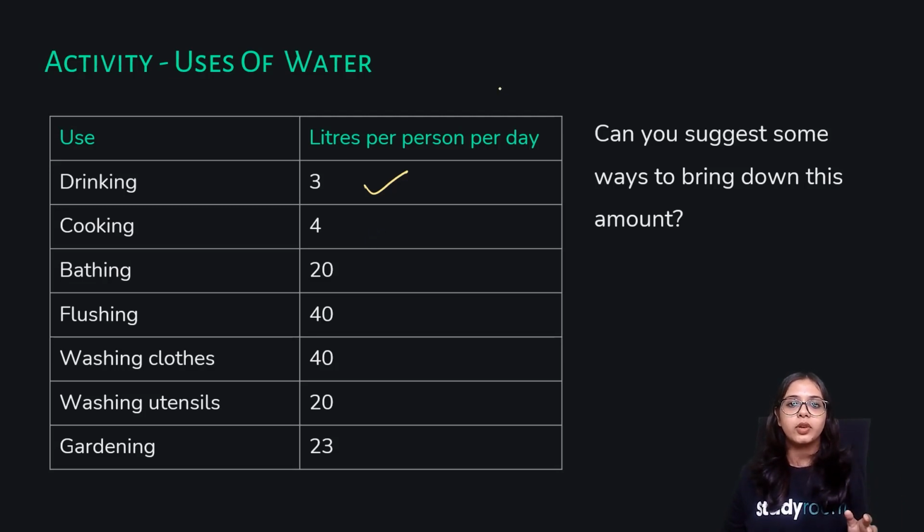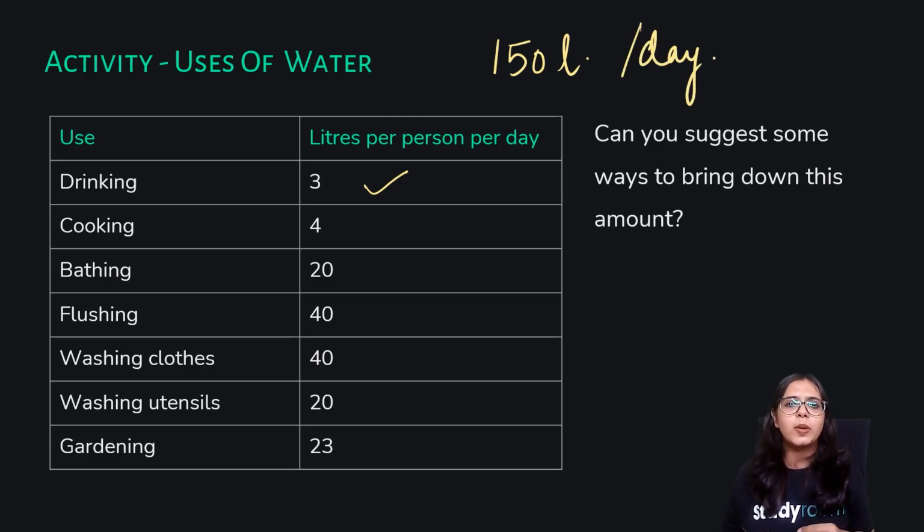Roughly, if you calculate all of the uses, one person needs 150 liters of water a day, for basic survival. Of course, 150 liters is a lot. So the earth is inhabited by so many human beings, right? So you can only imagine how much water is required for the whole population. And moreover, many people are dying because of lack of water, or because whatever water they are getting is contaminated and polluted, and they cannot possibly drink that. So we have to always think of some methods in order to bring down this amount.